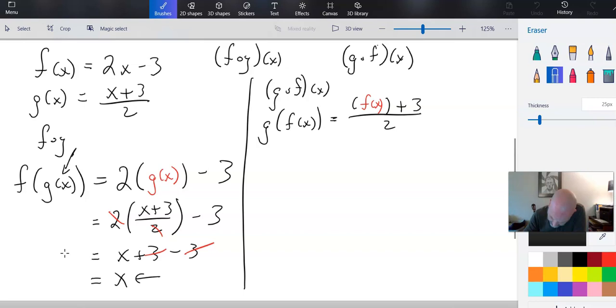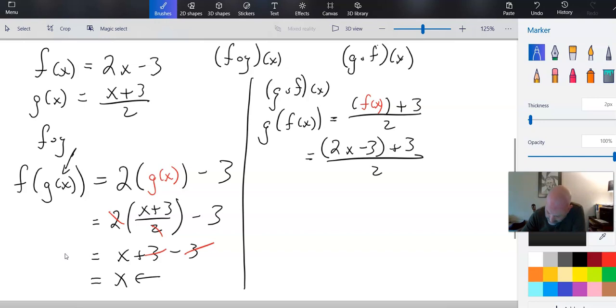Come on. Forgive my fingers. So f is 2x minus 3. And in this case, the parentheses aren't actually needed, so we can just collect our like terms. Negative 3 plus 3 is 0. So that means that this is the same as 2x over 2. And then, again, the 2's cancel, and I'm left with just x again.